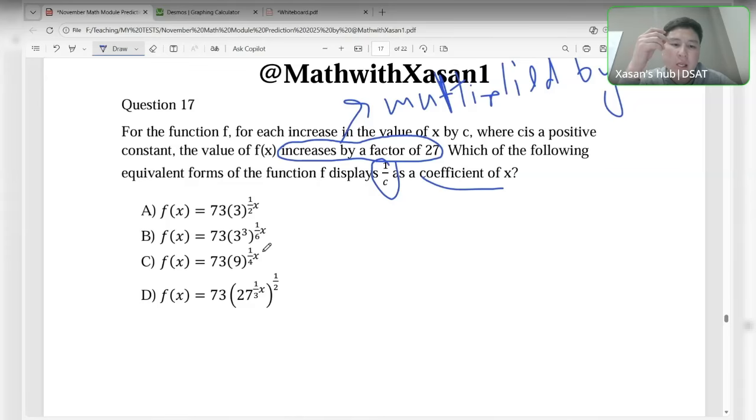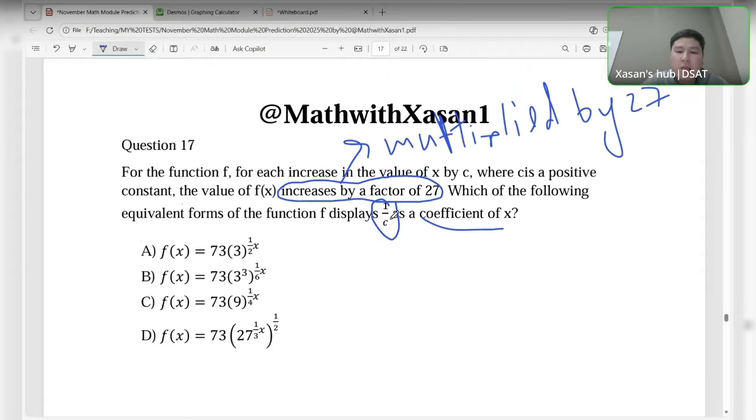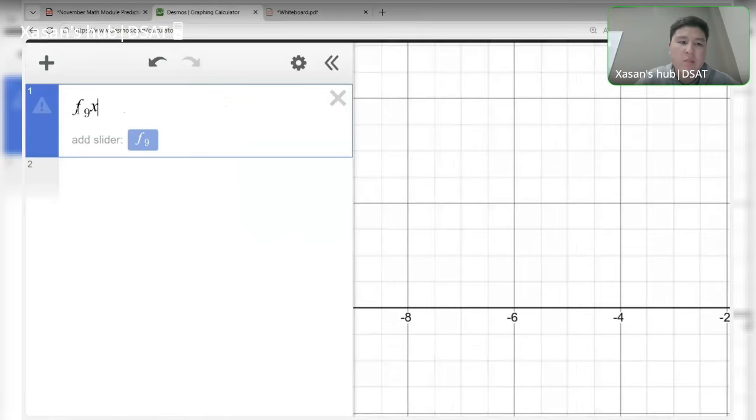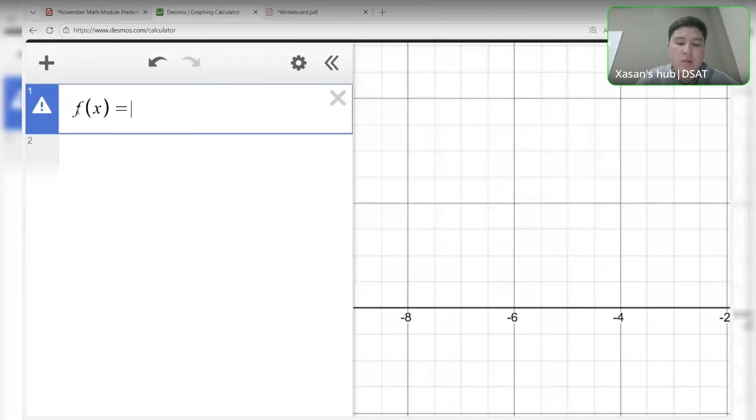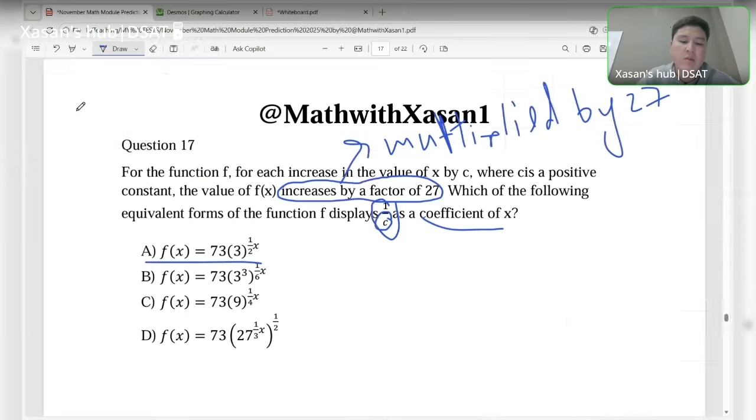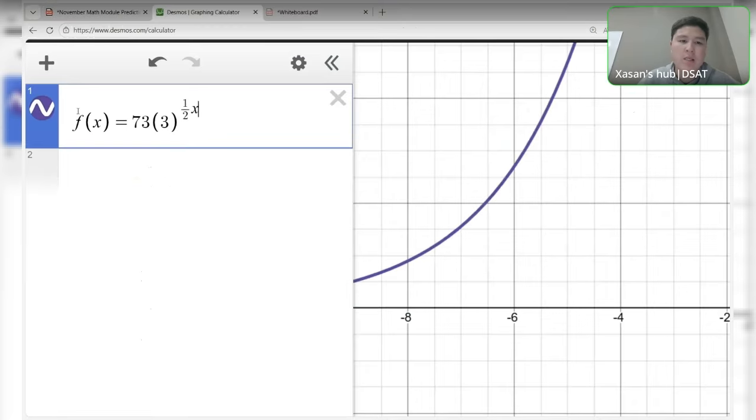Like the coefficient of x might be 1 over 2, 1 over 6, 1 over 4, and 1 over 3 here. So, first of all, guys, let's find the value of c. What is the actual value of c? I will randomly take any function. Guys, you can just work with any function here to know the value of c. So I'm going to choose the first one, f of x equals 3 to the power of 1 divided by 2 times x.